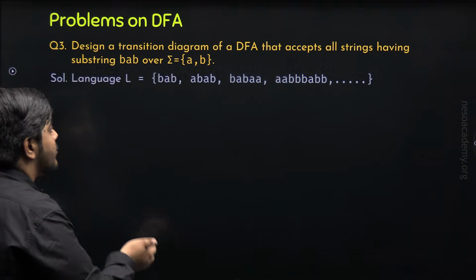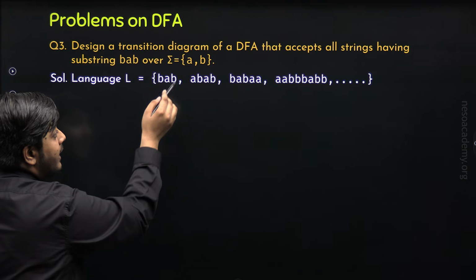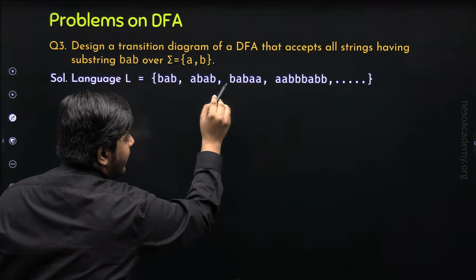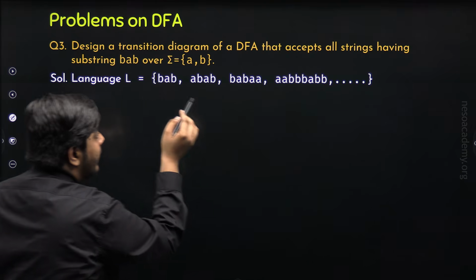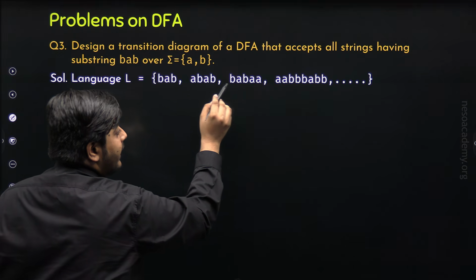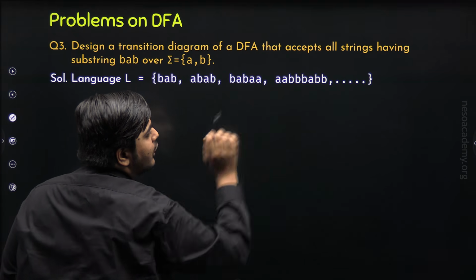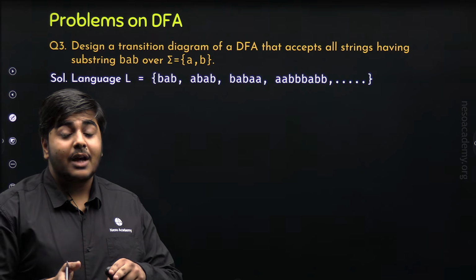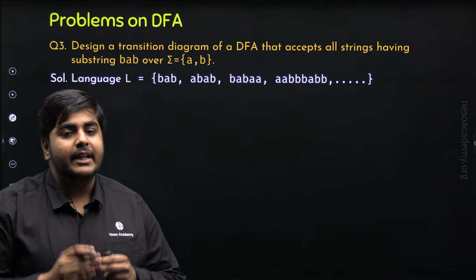If we see the language, all the strings are valid because in this string we have BAB, in this string we also have BAB, here you can also see BAB, and in this string also you can see BAB. In this string, we have just BAB. Here, BAB is at the ending. Here, BAB is at the starting. And in this string, we have BAB somewhere in the middle of the string. That means the position of BAB doesn't matter. What comes before BAB and after BAB doesn't matter. It should just contain BAB.